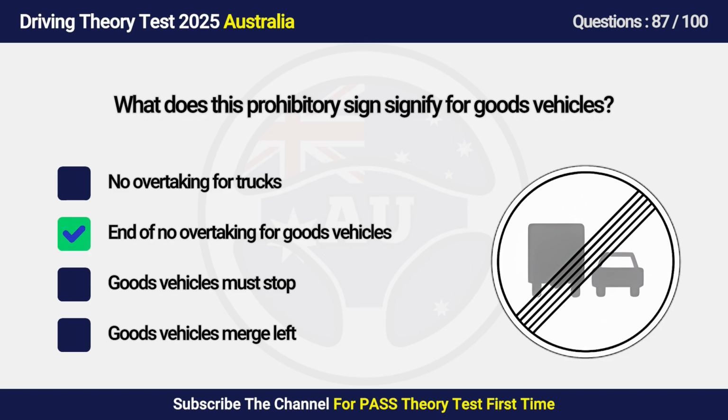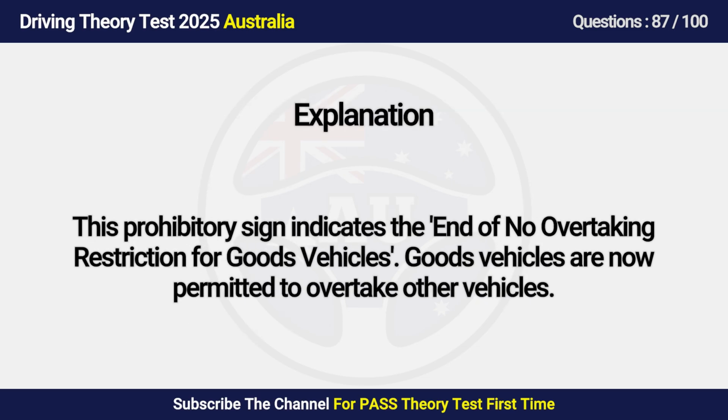Answer is B, end of no overtaking for goods vehicles. This prohibitory sign indicates the end of no overtaking restriction for goods vehicles. Goods vehicles are now permitted to overtake other vehicles.